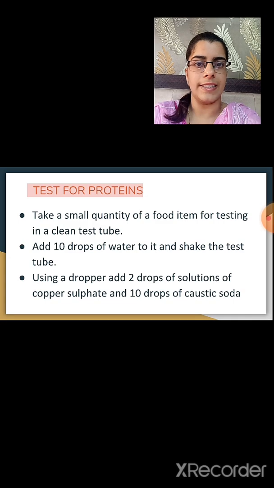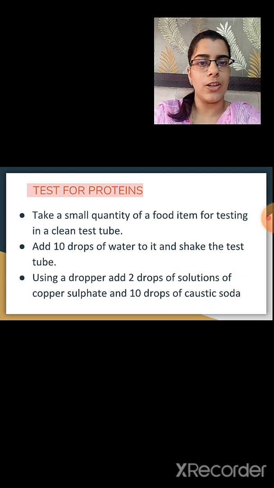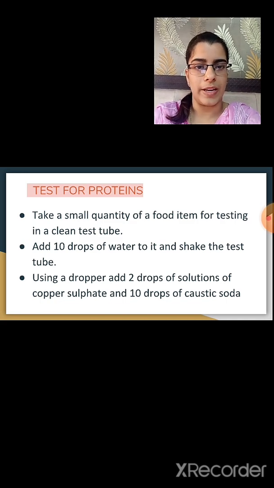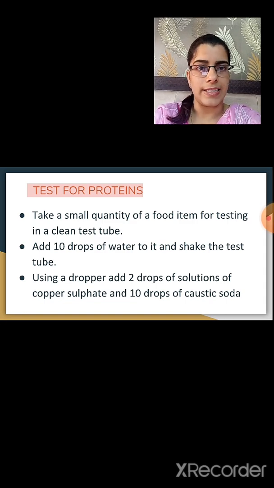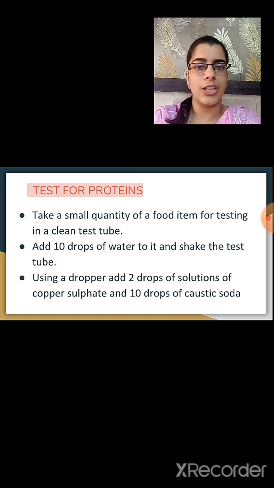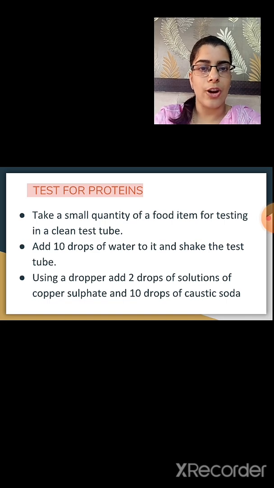Then we studied the test for proteins. How did we perform the test for proteins? For the test of proteins, we take a small quantity of the food item in a clean test tube. Now we add 10 drops of water to it and then shake the test tube. After that, using a dropper, add 2 drops of copper sulfate and 10 drops of caustic soda.